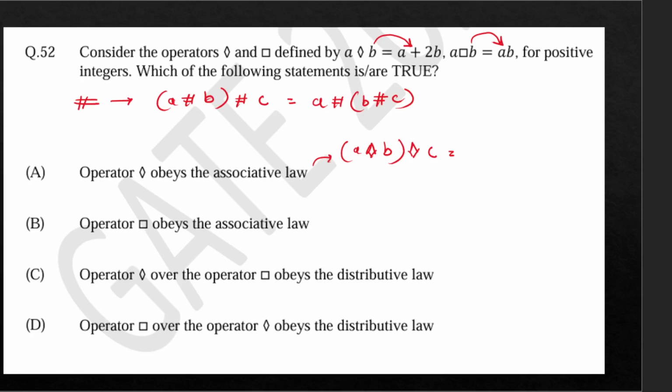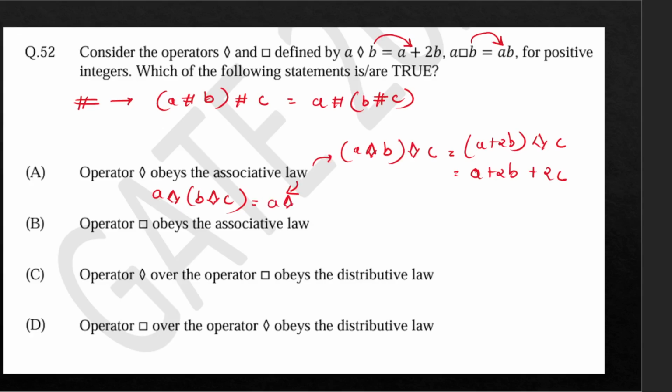Now this will be equal to what? The inner bracket will be a plus 2b, and here diamond c, correct? So this will be a plus 2b plus 2c. After that, let's change the grouping: a diamond (b diamond c). Now let's check whether it is giving the same answer or not, whether this is equal.